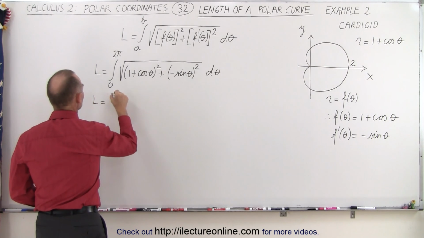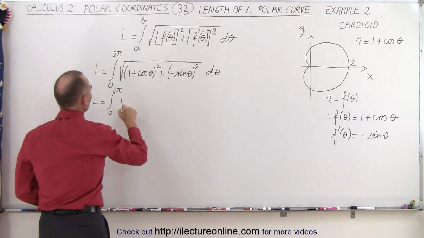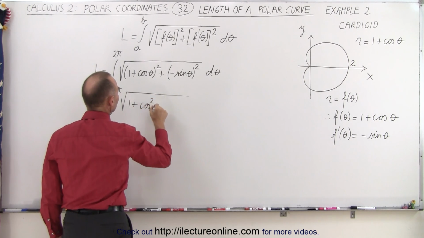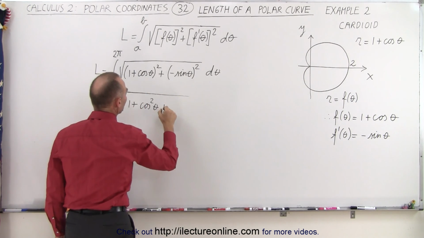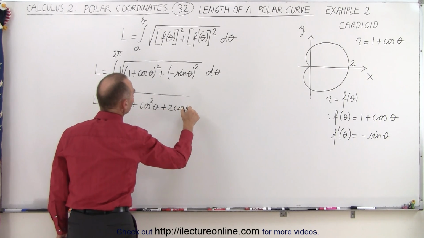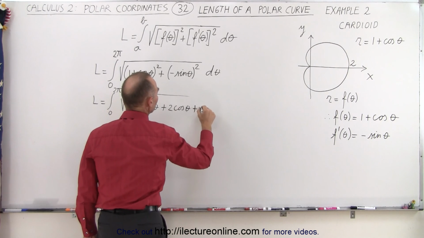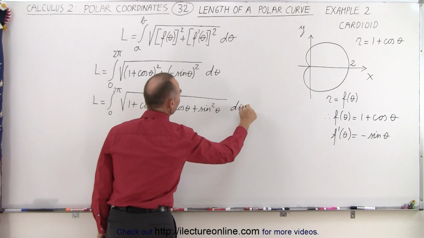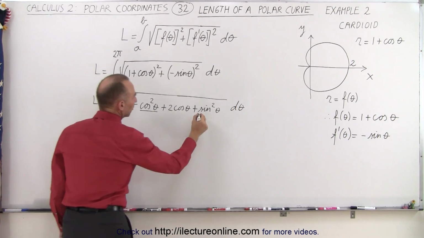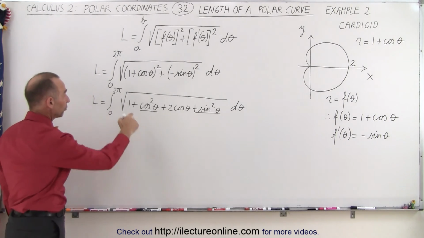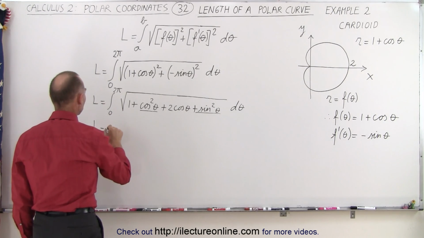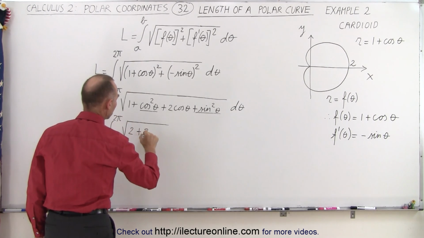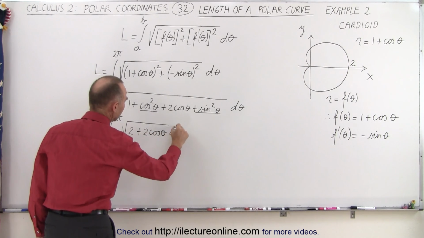So the length is equal to the integral from 0 to 2 pi of the square root of, squaring this, we get 1 plus this squared, which is the cosine squared of theta, plus twice the product of the two, so plus 2 times the cosine of theta, plus this one squared, plus the sine squared of theta, and times d theta. All right, so we have the cosine squared plus the sine squared, that adds up to 1, and 1 plus 1 gives us 2, so this becomes L is equal to the integral from 0 to 2 pi of the square root of 2 plus 2 times the cosine of theta, d theta.